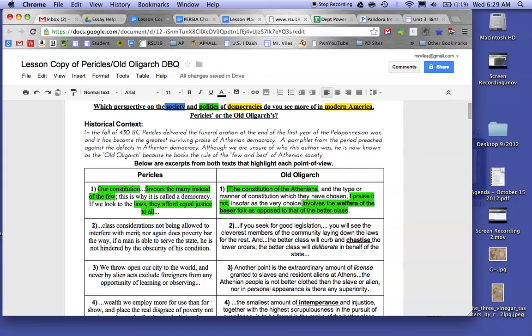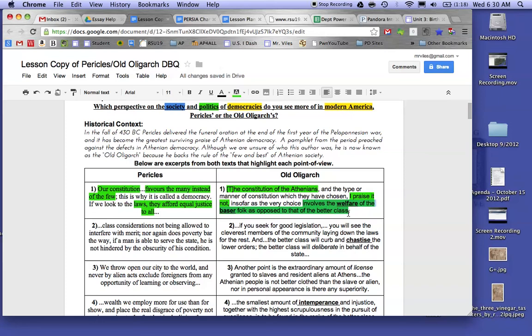This last phrase is a little funny. It involves the welfare of the baser folk as opposed to the better class. So I'm going to highlight that last little bit. And now I want to make a comment. Basically, I want to write in the margins of my text because I'm going to spend the time right now thinking about what that actually says in human speak. So when I go to write my essay, I don't have to rethink it. I've done that work here.